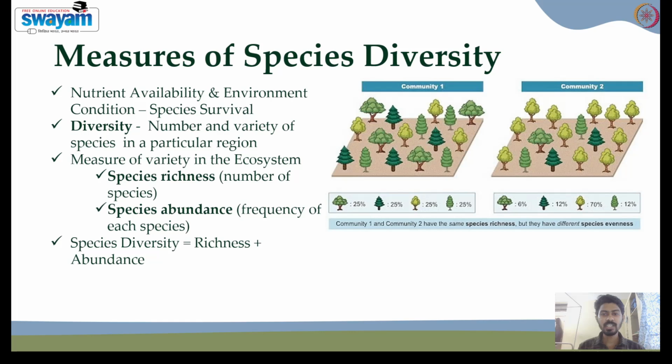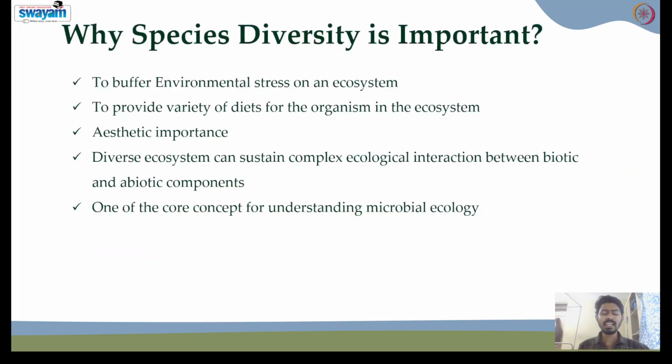So this is how they measure the species diversity. Then, after understanding how it is measured, we have to know why it is important to study species diversity. Why is it important? The first important point is that it helps in buffering the environmental stress on an ecosystem. That is, it helps in balancing the ecosystem by avoiding the stress that is created on the ecosystem.